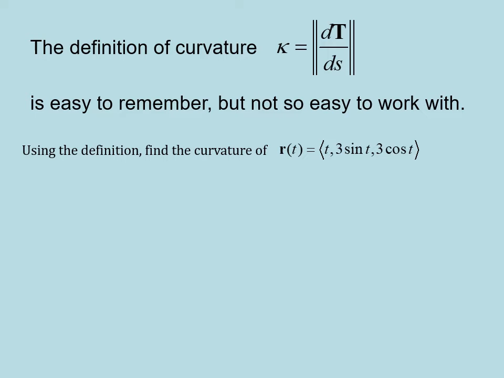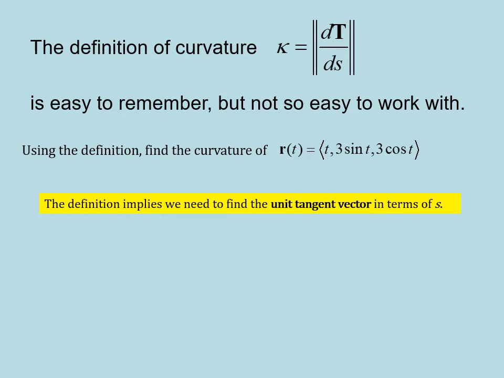Now, the definition of curvature, the magnitude of the change in the unit tangent vector to the change in the arc length, is easy to remember, but not easy to work with. I'll show you the not easy to work with part, because we're going to use this definition to find the curvature of a typical vector valued function. So, first order of business would be to re-parameterize the function in terms of the arc length, so we can do the derivative with respect to arc length.